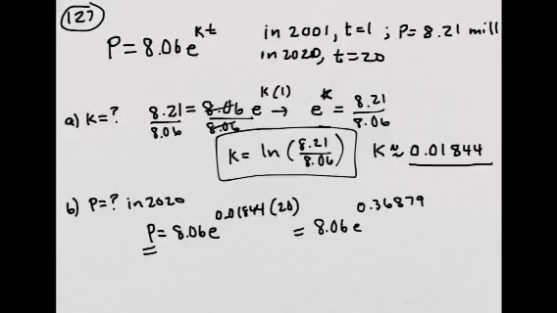Again, I'm rounding it off here to 5 decimal places, but I'm actually keeping the whole number on the calculator screen. So now I'm going to take e to that power, so e to the answer power times 8.06. So that's going to be the population. It will be approximately 11.65 million.